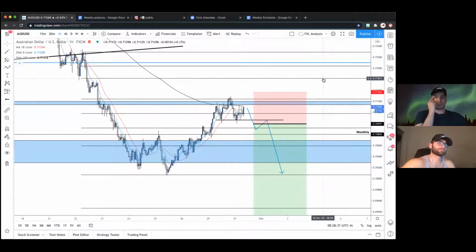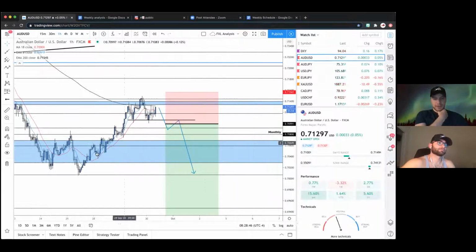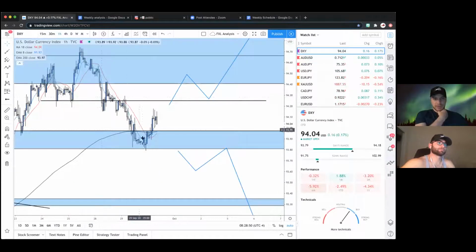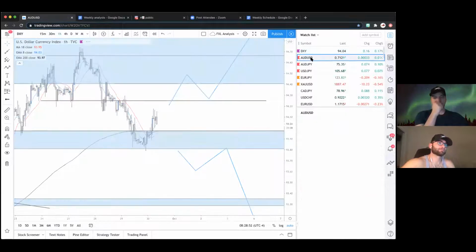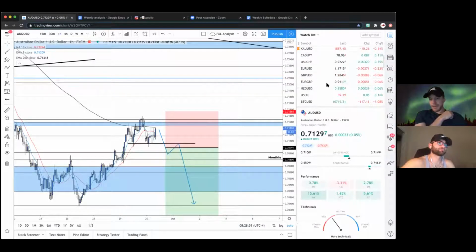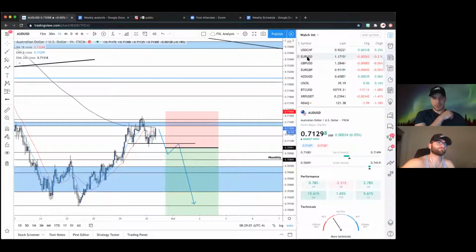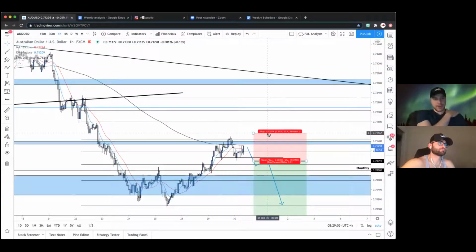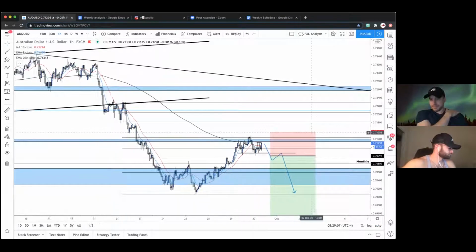Now this also shares an inverse correlation with DXY. If DXY continues to surge higher, you'll see AU drop. But we saw this little bullish pullback here happen because DXY dropped. Inversely correlated. Just like GU and AU are correlated. NU, AU correlated. EU, GU, AU, all relatively correlated. All right, so this is AU. Keep you guys updated on this one.